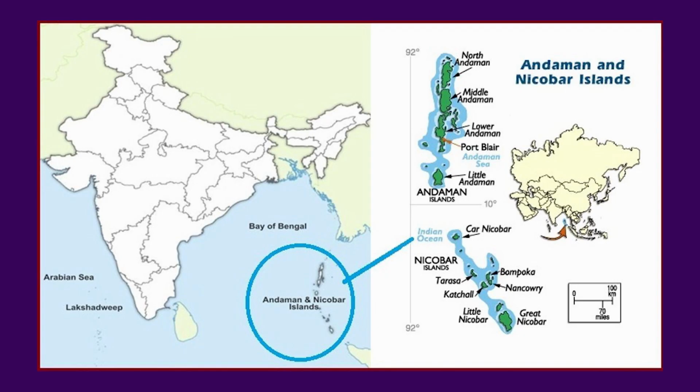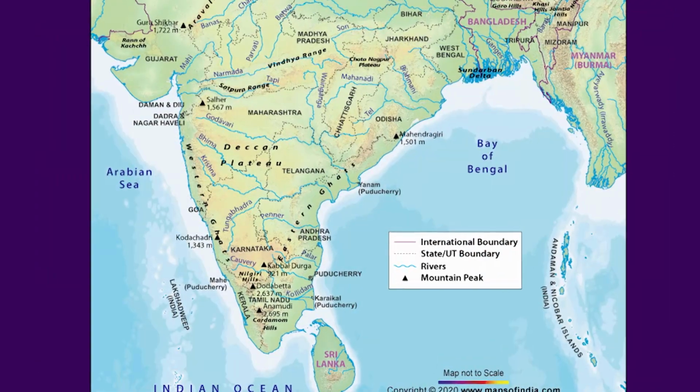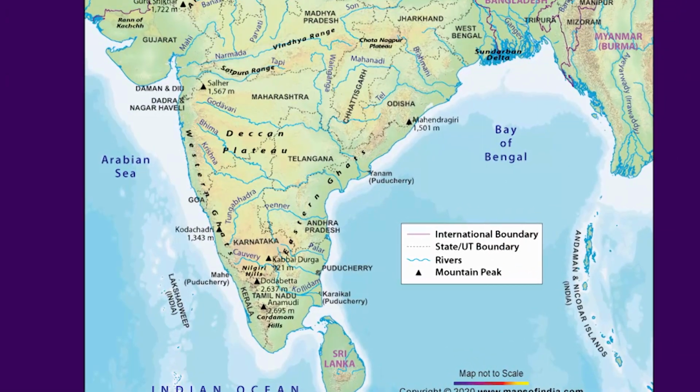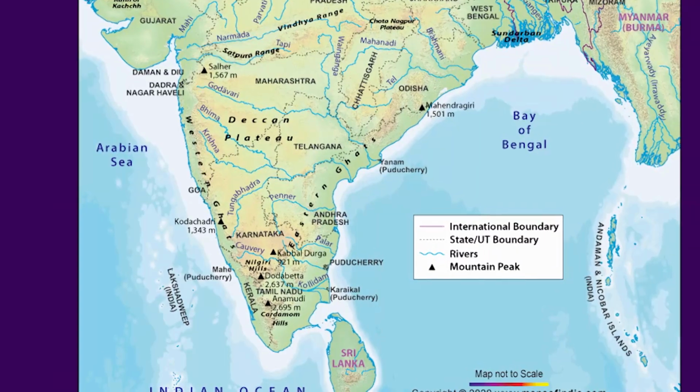Two arms of India: Lakshadweep and Andaman and Nicobar Island groups. To the southeast of the mainland lie the Andaman and Nicobar Islands in the Bay of Bengal. To the southwest of the mainland lies the Lakshadweep Island in the Arabian Sea. Please notice the beautiful map of India. It is a relief map of India, or the topographic map of India.